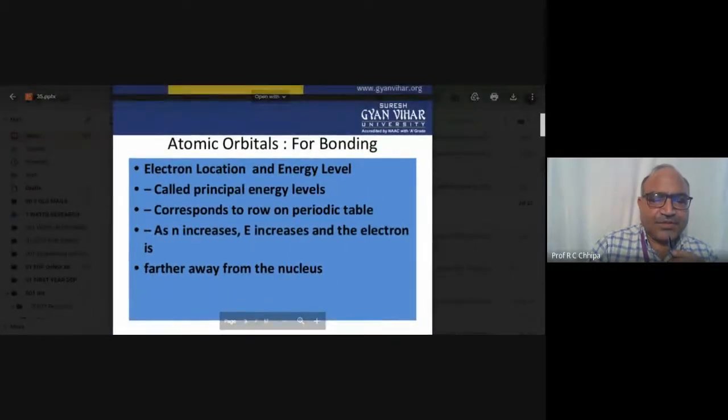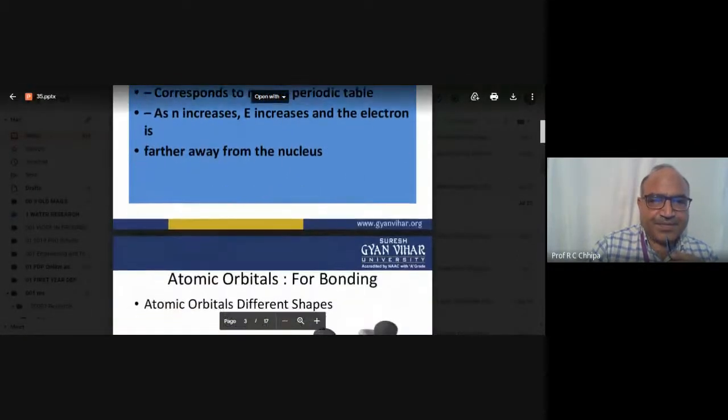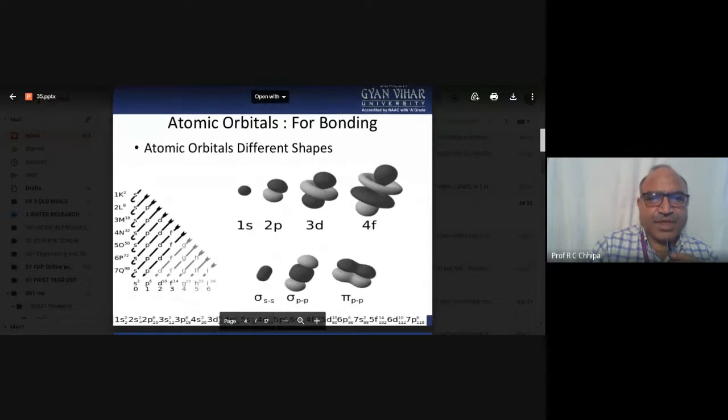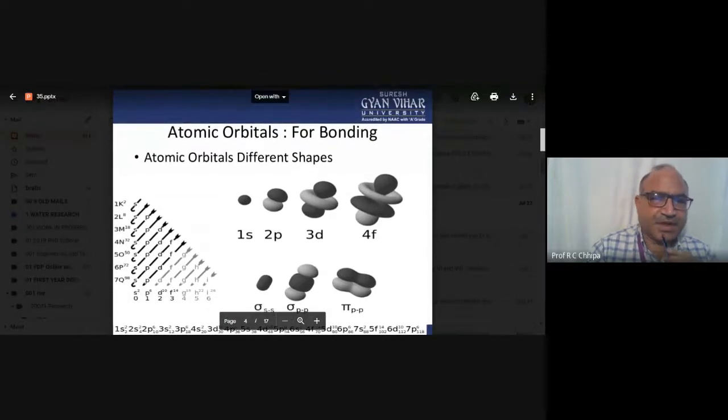So the electron will be there, and whatever space we see, that is the atomic orbital. We can see on the left and right the different shapes of the atomic orbitals: one, two, three, and four, F.